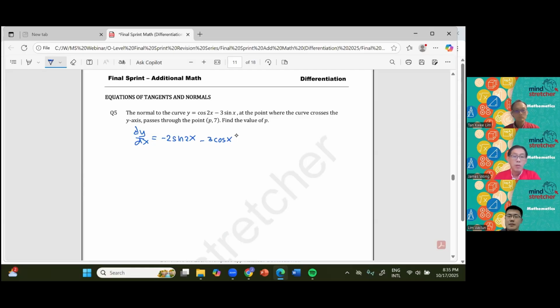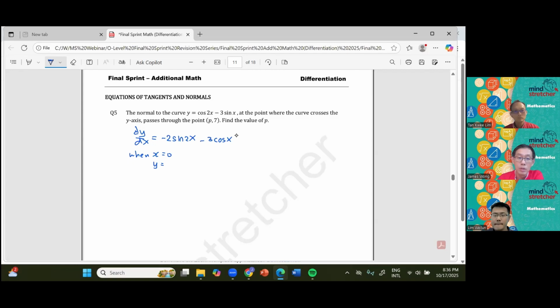Okay, now I need to know the coordinate at which point the curve crosses the y-axis. For that, we can find it quite easily, because when it crosses the y-axis, it means that your x must be equal to 0. So when x equals 0, I can find what my y is, because I substitute x equal to 0 into my equation for y, and I will know what the y value is.